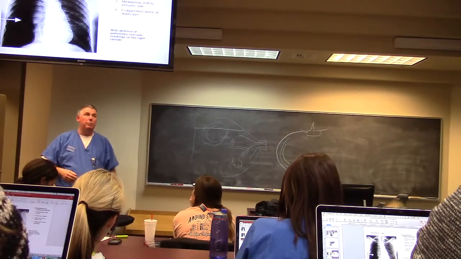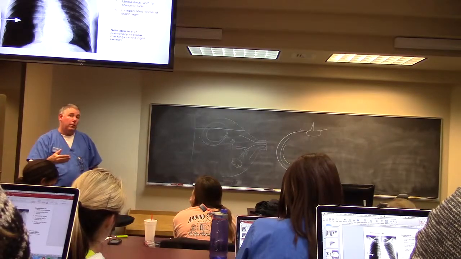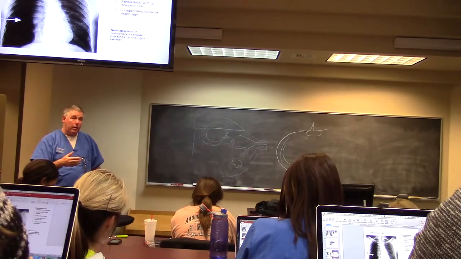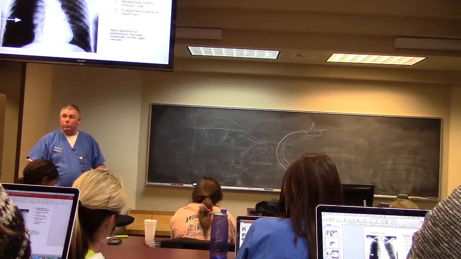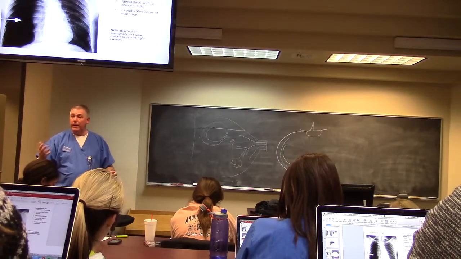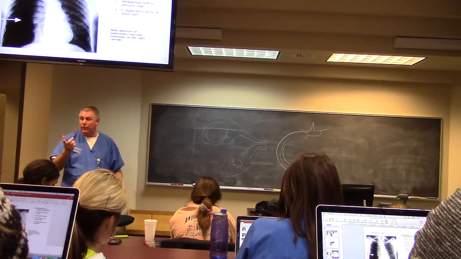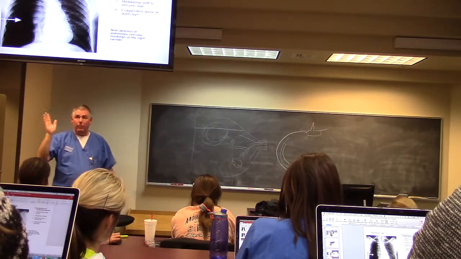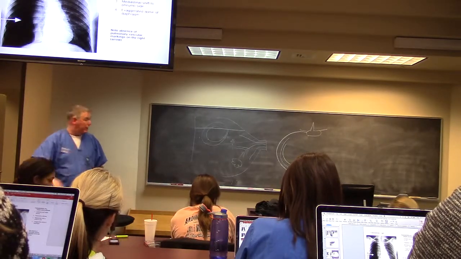Another way to do it is to poke a hole in the visceral pleura. You understand? If I poke a hole in the visceral pleura, the lung will still collapse because the negative pressure goes away through your mouth. You follow me? Say, if you don't follow me, raise your hand. You don't follow? Okay.